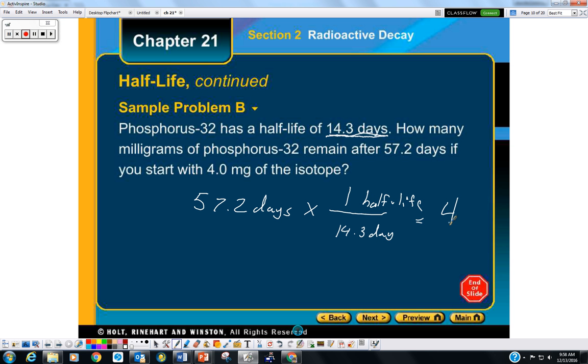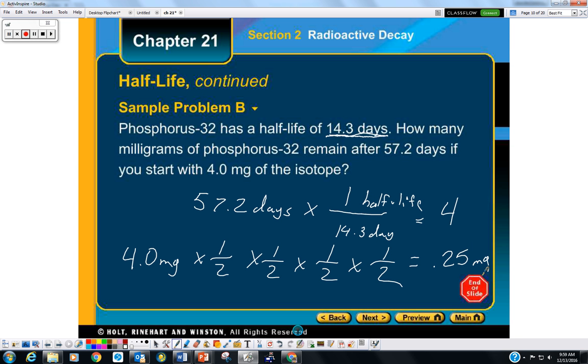Now, in order to find out how much is left, we essentially take our 4 milligrams and multiply it by 1/2, 1/2, 1/2, and 1/2. So how much is going to be remaining? 0.25 milligrams. So a 1/4 of a milligram will be remaining after 4 half-lives, or after 57.2 days.